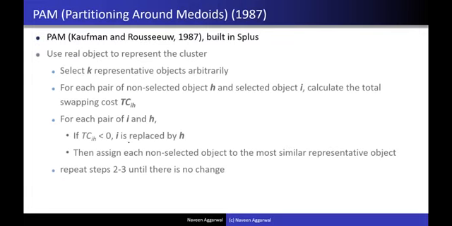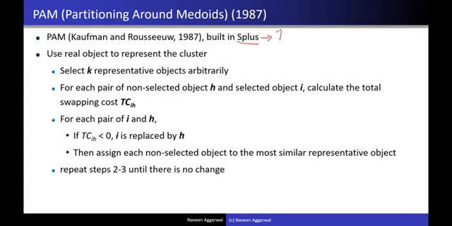PAM was first proposed in the S-Plus language. S-Plus is now modified as the R language, and we know that many things in Python are also borrowed from the S language itself. So initially this was proposed in that language. We start with K arbitrary objects, K clusters, which is the same as in K-means. Then we compare each object with the median and calculate the swapping cost, that is, how much cost is required when we swap one element from one cluster to another cluster.